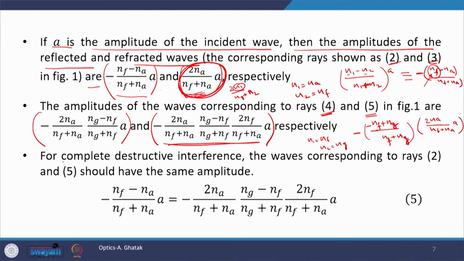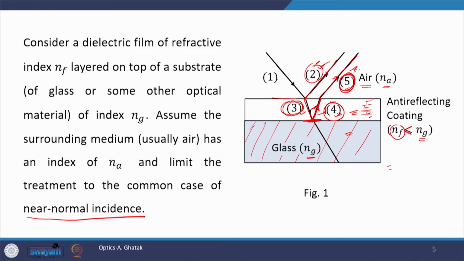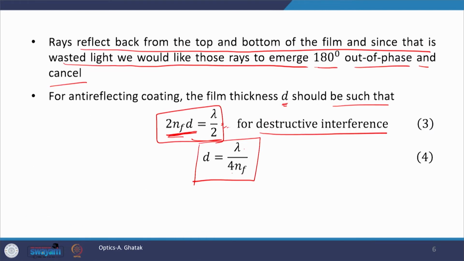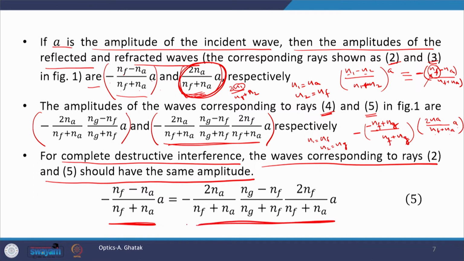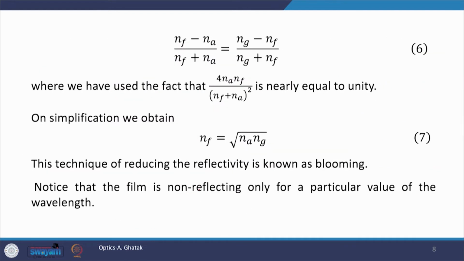Now, for complete destructive interference, the rays number 2 and 5 should be equal in amplitude, but they should be out of phase by 180 degrees. Therefore, the waves corresponding to ray number 2 and 5 should have the same amplitude. Let us compare their amplitude. Here on the left hand side we just put the amplitude of ray number 2, while on the right hand side the amplitude of ray number 5 is written. Now, we will simplify this. After simplification we get this expression.